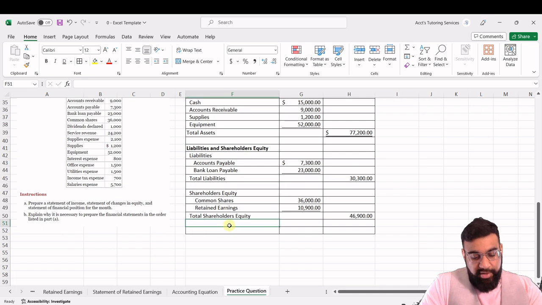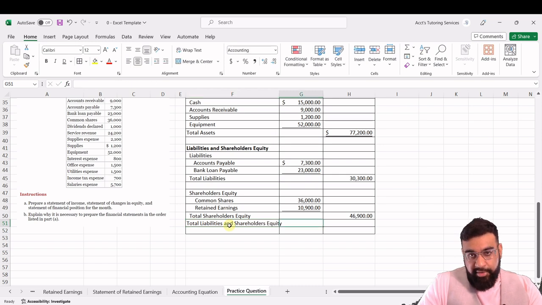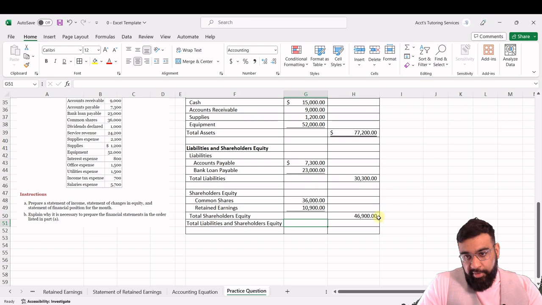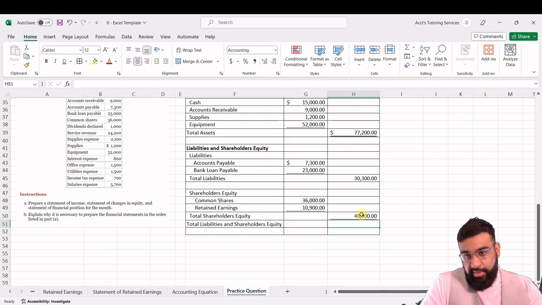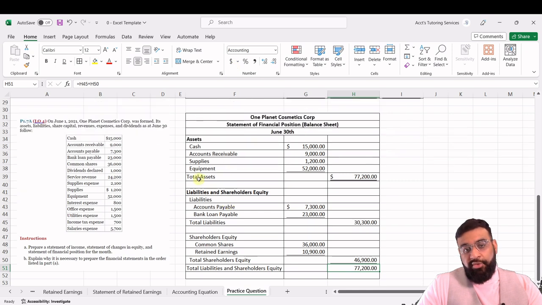Now we're going to tie it all together to calculate total liabilities and shareholders equity. To calculate this, I'm going to simply take the 30,300, which is total liabilities, add it in with the 46,900, which is total shareholders equity, to arrive at $77,200. And as you can see, that equals total assets. It balances. We've done it correctly. So double underline, dollar sign, that's it.